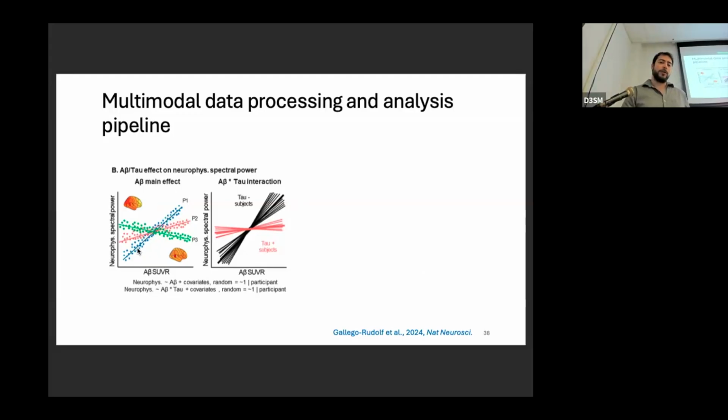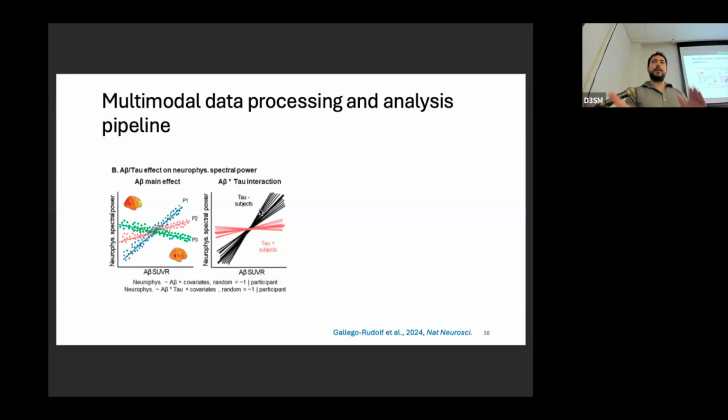And we're going to be trying to model the association between amyloid deposition and MEG spectral power within each person's brain. So here, each of the lines represents one participant, and each of the dots would be a specific region of interest. So we are going to be modeling the within-subject association between regional amyloid deposition and regional changes in spectral power of MEG.